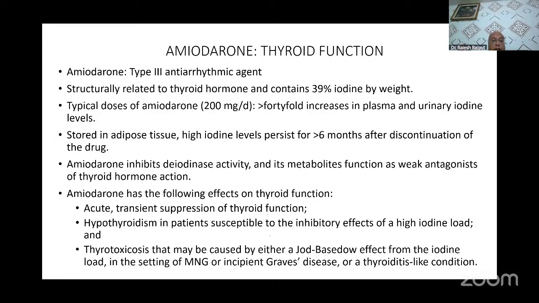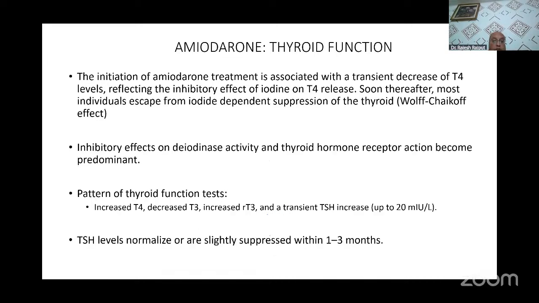Amiodarone has a number of effects on the thyroid gland. It causes transient suppression of the thyroid gland. Hypothyroidism is seen in patients who are susceptible to the high effect of iodine, which is the Wolff-Chaikoff effect, and thyrotoxicosis is seen in a given patient, which is known as the Jod-Basedow effect. Also, it inhibits D2 deiodinase enzyme, which I have shown you in the first slide.